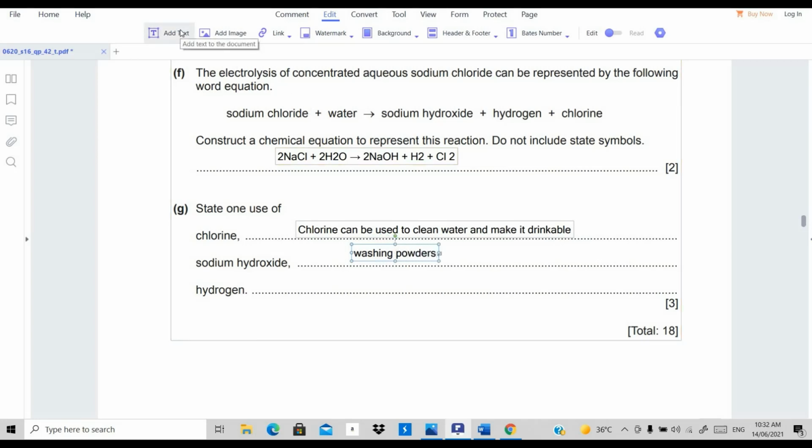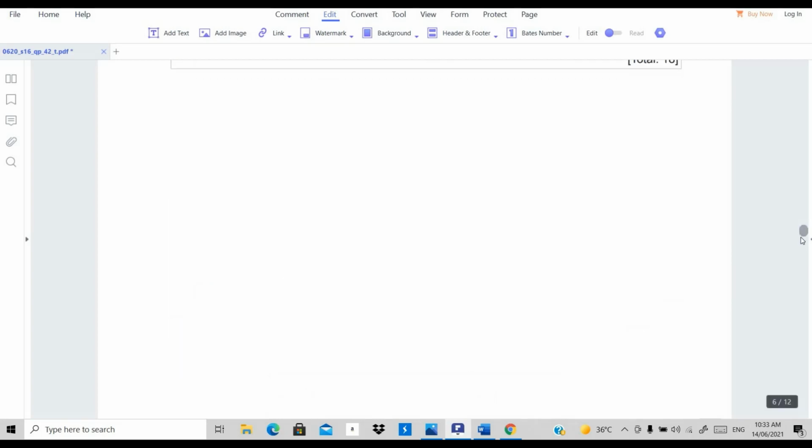Hydrogen. Okay, this one we did before. If you remember the manufacture of ammonia, the Haber process, what will happen? Hydrogen will react with nitrogen to produce ammonia. So basically, we are using it in the manufacture of ammonia. You need to be familiar with the Haber process for this. There are many more uses. I'm telling you again, you can write any of those.